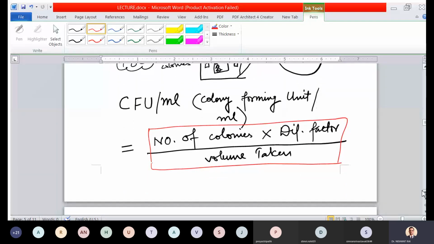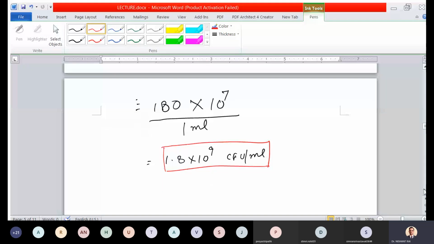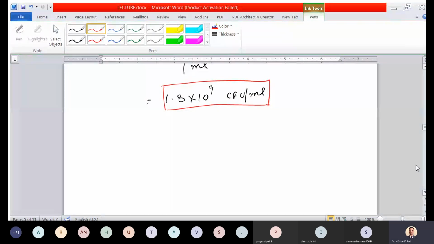So colony forming unit per ml now becomes 1.8 into 10 to the power 9 CFU per ml. This is how you will calculate the total number of viable population in a sample. It can be asked as a numerical question. For example, the given sample has been diluted tenfold, up to 10 to the power minus 10, and 10 to the power minus 8 was selected for cultivation of the bacteria, and the number of colonies is this. Calculate the colony forming unit per ml. So anything can be asked from this formula.